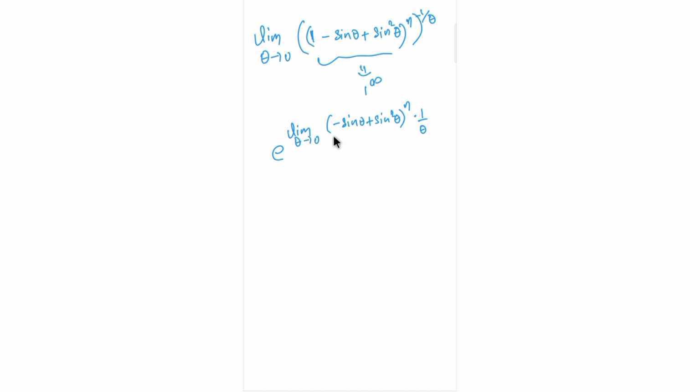If you put theta 0, you're getting 0 by 0 form. So what you do is differentiate the numerator and denominator using L'Hospital's rule. I get (minus cos theta plus 2 sin theta cos theta) divided by 1, right? E to the limit theta tends to 0. Now you put theta tends to 0, and we are left with n into n. Yeah, so it's n into n here.